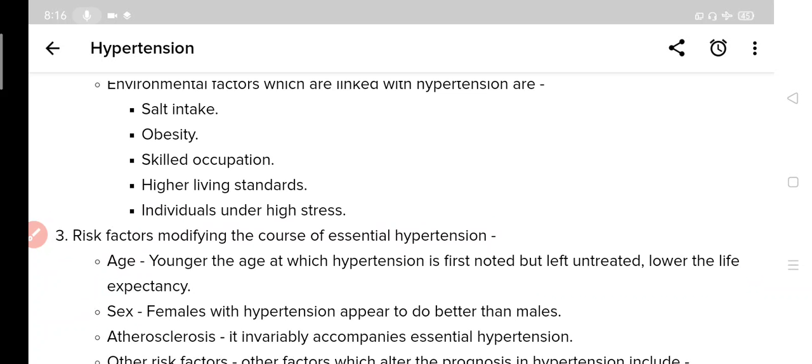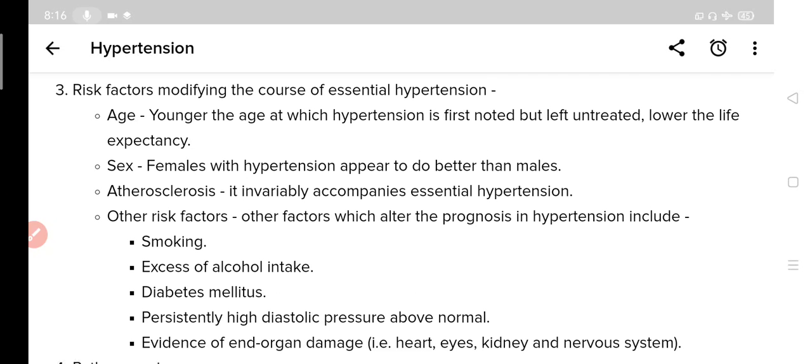Third one is risk factors modifying the course of essential hypertension. Basically these are not causative factors for hypertension, but if hypertension is present, then these factors modify the course. What does this mean? That these factors may worsen or they may better the prognosis of hypertension. So what are these factors? First one is age. The younger the age at which hypertension is first noted but left untreated, the lower the life expectancy. What does this mean?